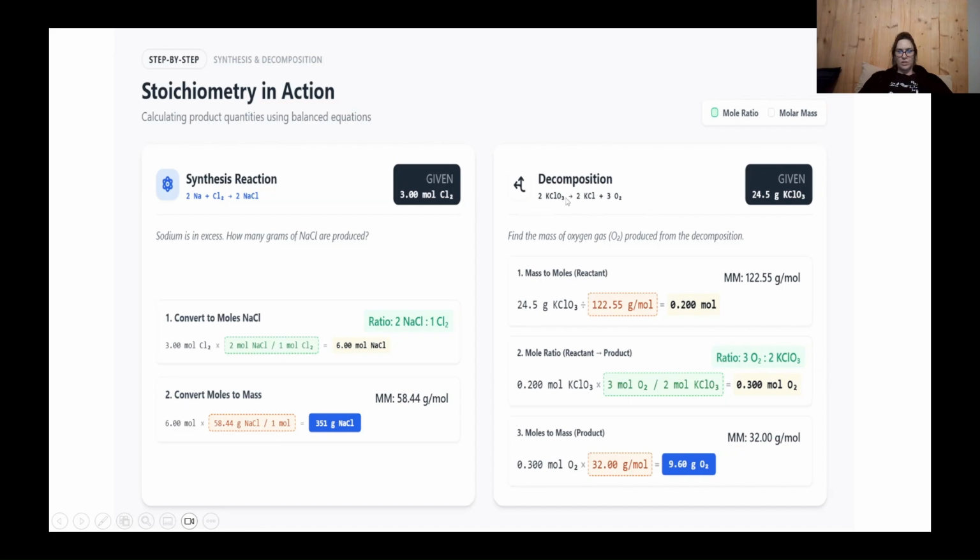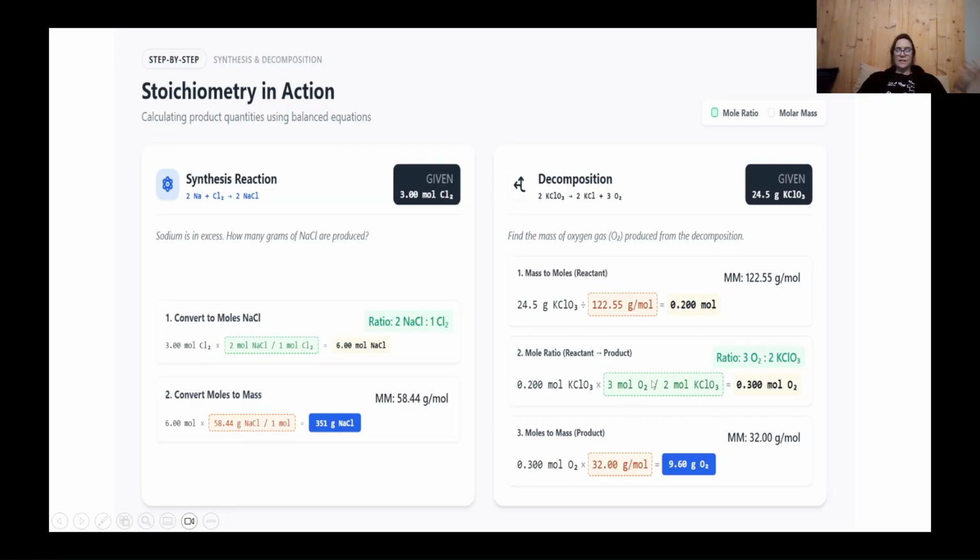You can look at the same kind of thing over here. We have the decomposition of potassium chlorate to make potassium chloride and oxygen gas. If we're given grams of it, we want to figure out how much oxygen we can produce. This one is a little bit more steps, right? We have grams, so we have to get to moles first. Going from grams to moles, we divide by the molar mass. Then once we have the moles of our reactant, we have to use our mole ratio.